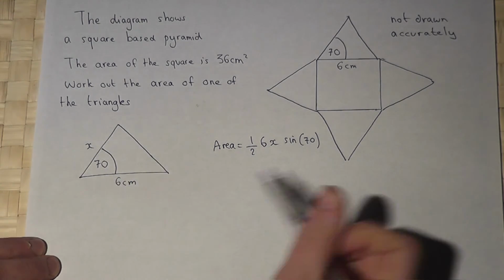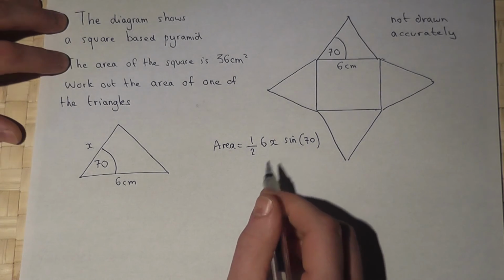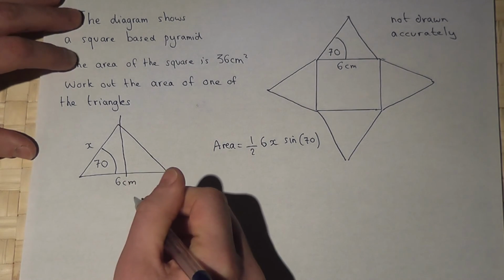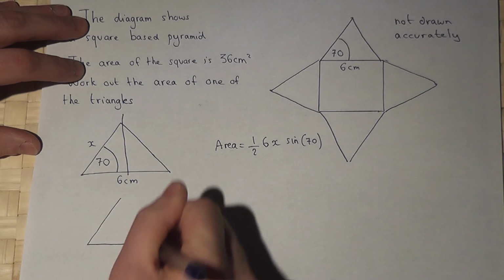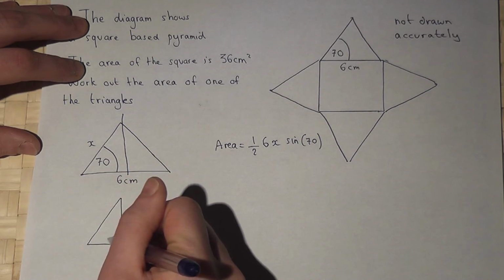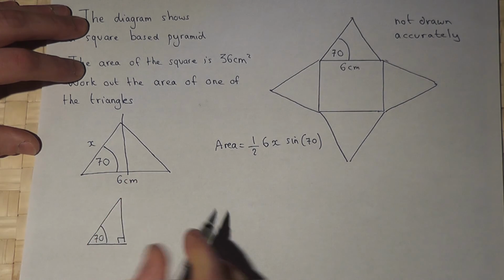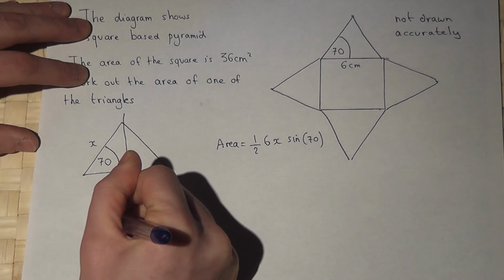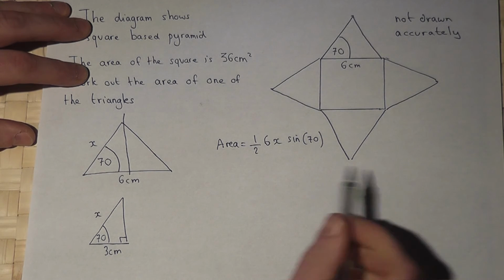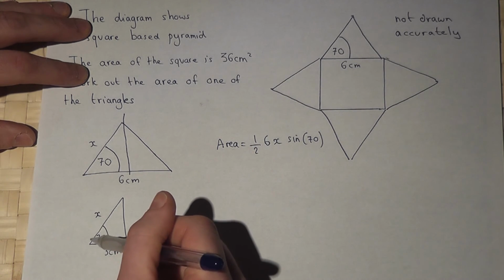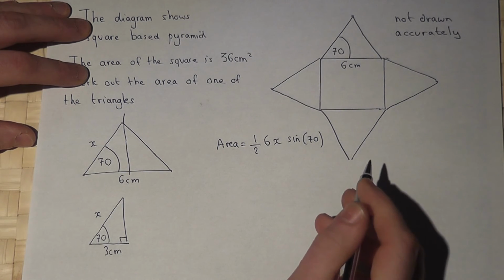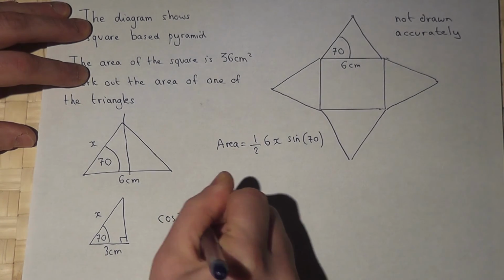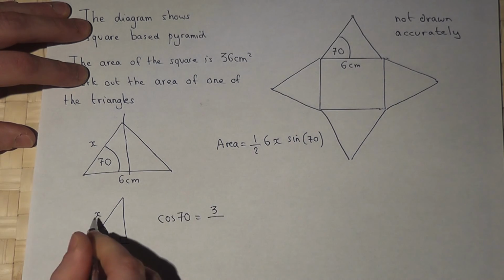But we're missing the side here. But I can find x in the following way. If I cut this shape in half, then I've got a right-angled triangle with an angle of 70, and this length here must be a half of 6, which is 3 centimetres, and this is x. So I've got an angle, an adjacent, and hypotenuse. So A and H tells us that cos of the angle must equal adjacent over hypotenuse.